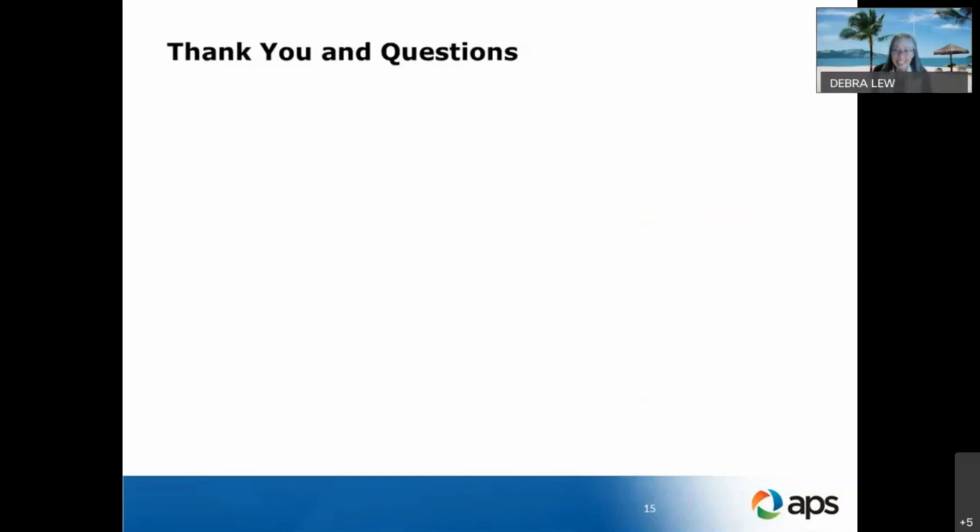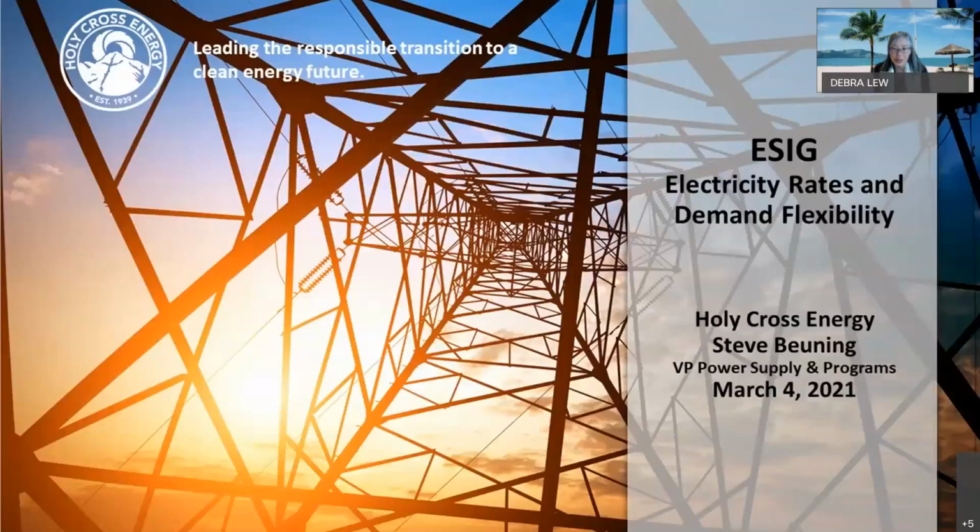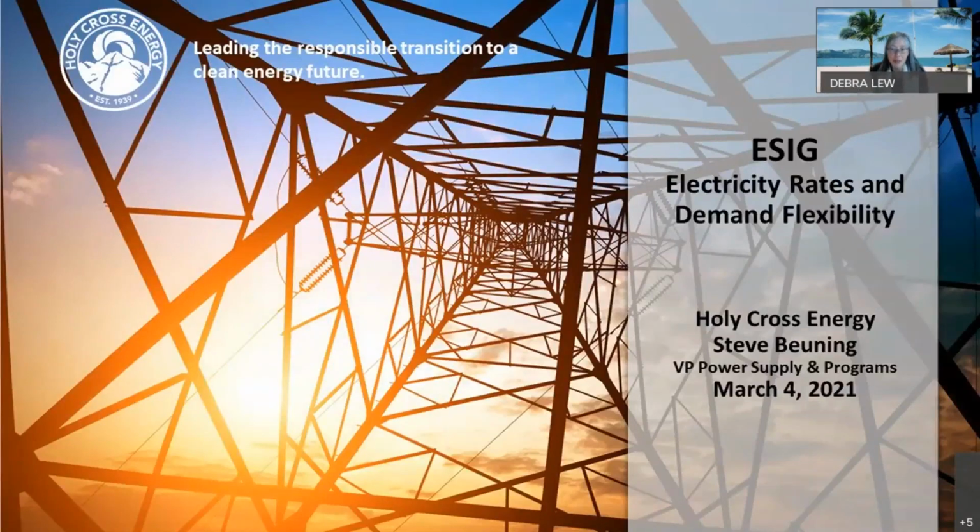Thanks so much, Chuck. That was a great deep dive into Arizona. Next, we're going to take a deep dive into Colorado with my old friend Steve Beuning, Vice President of Power Supply and Programs at Holy Cross Energy. Holy Cross Energy is developing both supply-side and demand-side resources as it seeks to attain 100% annual energy from renewables by 2030. Steve used to be the past president of ESIG, and he has 37 years of utility experience in bulk system operations, regional wholesale markets, and renewable integration. So I'll turn it over to you, Steve.